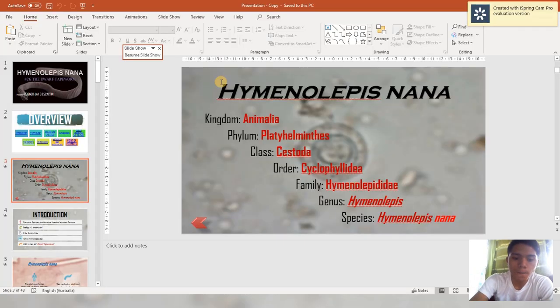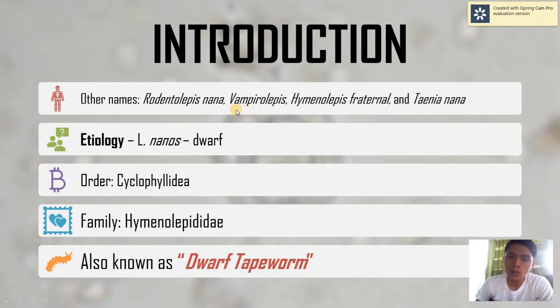It's also called Vampirolepis because, compared to diminuta, Hymenolepis nana is equipped with hooks. That's why it's Vampirolepis. It uses hooks to attach to the lumen of the intestine. So the name nana was derived from the word nanus, which means dwarf. So this parasite is literally a small tapeworm. Other researchers would name it a miniature tapeworm or a small tapeworm. So its common name is the dwarf tapeworm. So take note of that.